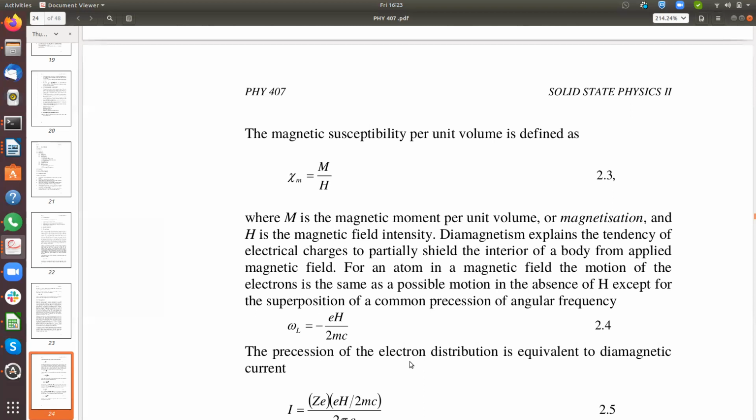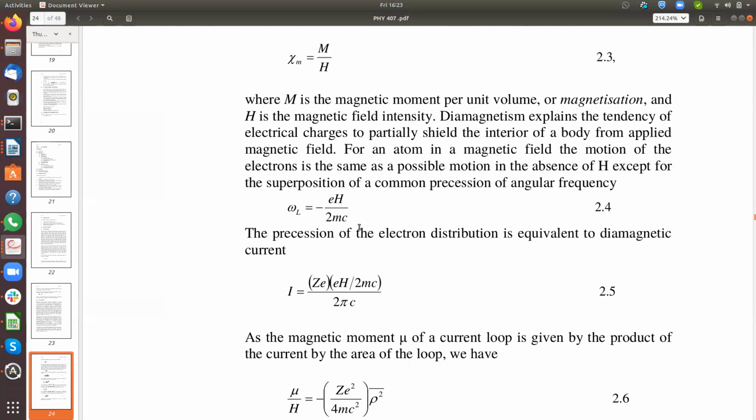So the precession of the electron distribution is equivalent to a diamagnetic current. So by the time you try to resimplify this expression, bringing in current and all this, you have this expression. e here is just the electrical charge, and H here is the magnetic field intensity. Then m is the mass, and I think c is the speed of light.